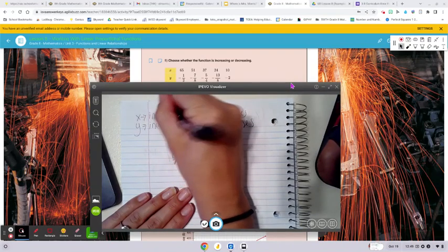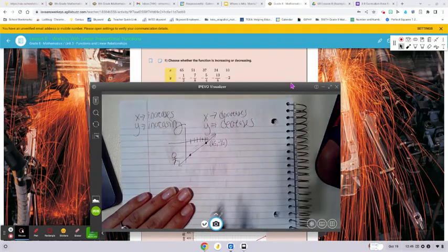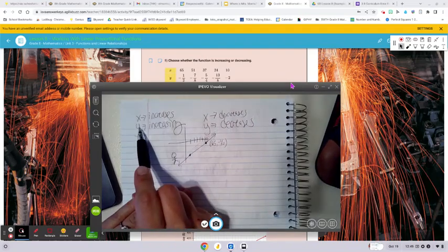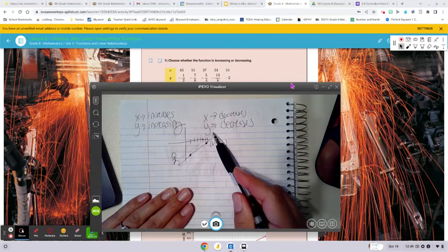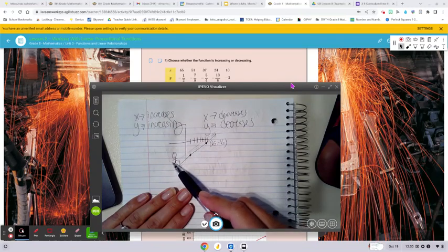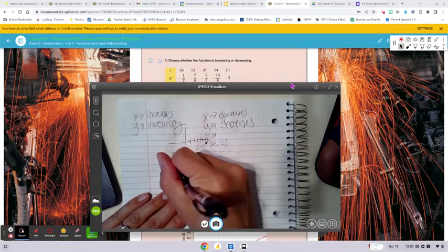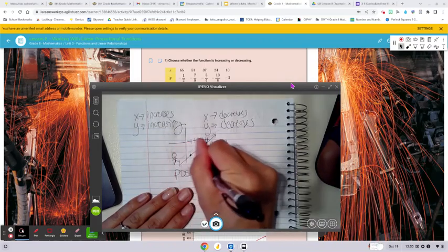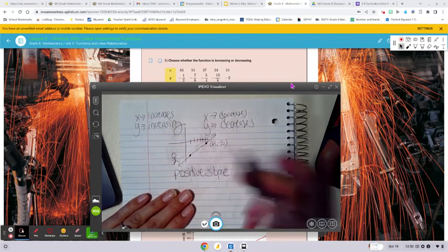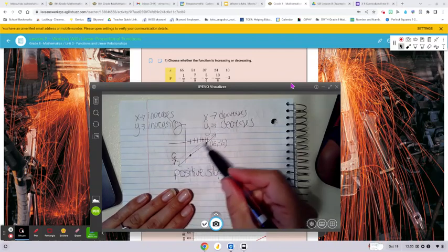Let me write this so you can see. Okay, so as X increases, Y increases. As X decreases, Y decreases. You're going back down. So it's a positive slope. And we say that overall, it's increasing.